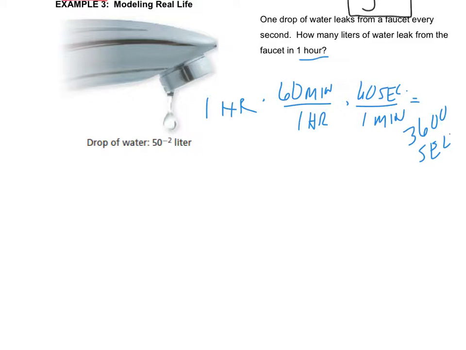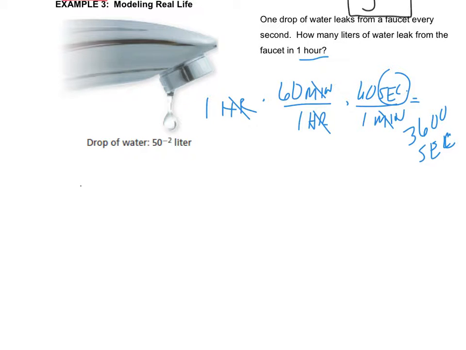Now, the reason I wrote the labels in here is just so you can see how this works. This hour cancels here. This minute cancels here. And that shows me how I went from 1 hour to the seconds, because the only thing left over was the seconds. So that's how I know that my label is now in seconds. So now we know that we have 3,600 seconds in that hour.